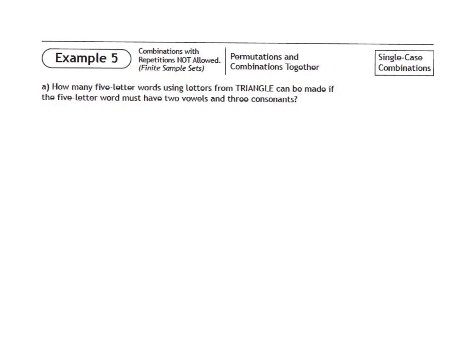So this is leading into what we're going to do on Monday, looking at all of it together and deciding which type of question is it, a permutation or a combination. So this one says, how many 5-letter words using letters from triangle can be made if the 5-letter word must have 2 vowels and 3 consonants? Is this a permutation or is it a combination?